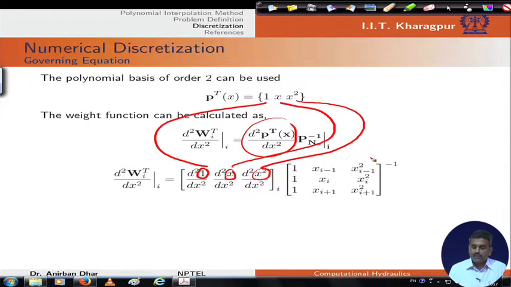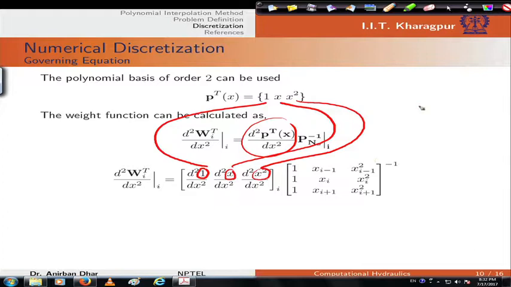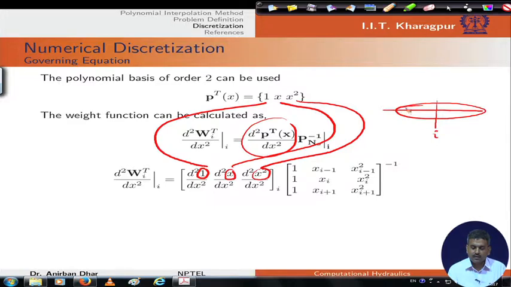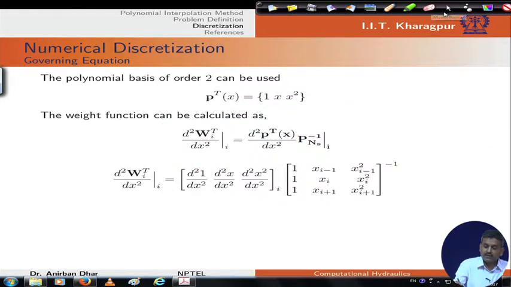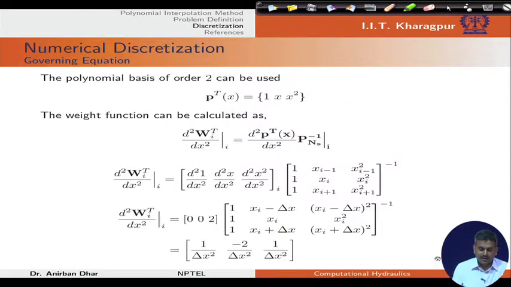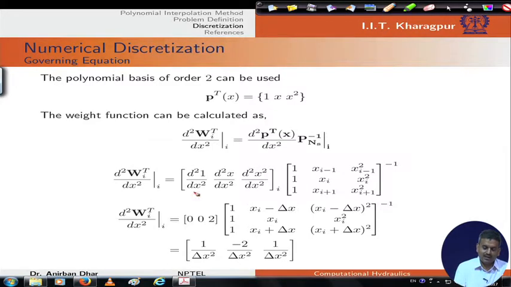So we have 3 points within the support domain including the center node, because if you have I minus 1 and I plus 1, then we will have 3 rows and 3 columns here, because we have considered 3 terms in the polynomial basis. So with this if we proceed, interestingly we can see that the second order derivative is 0, only coefficient that we are getting is 2.